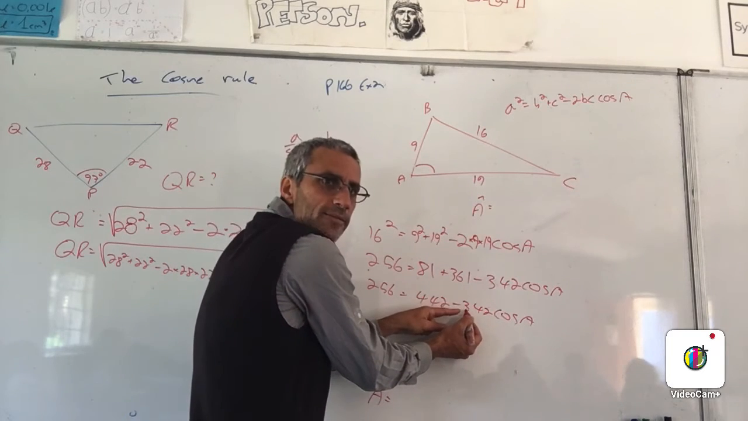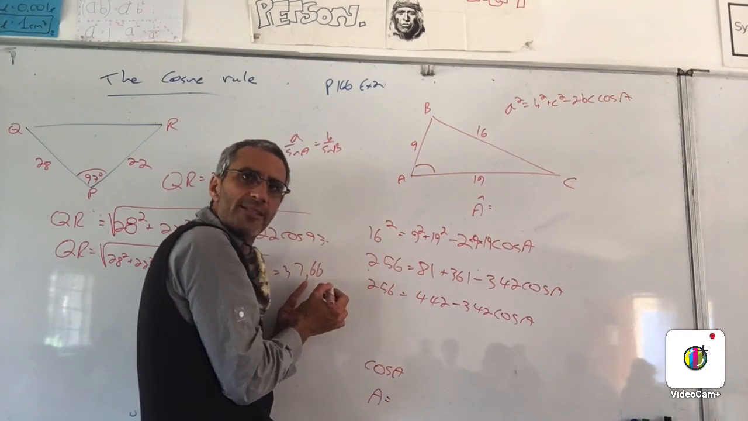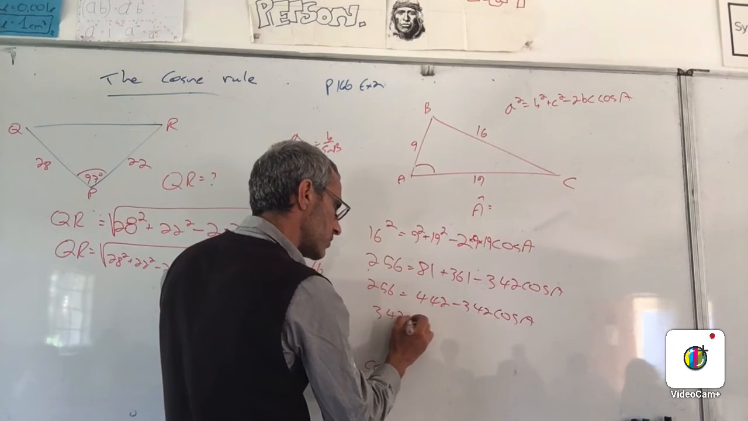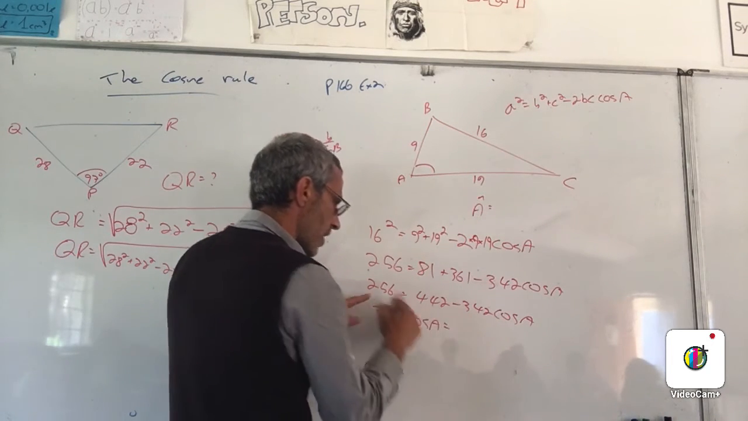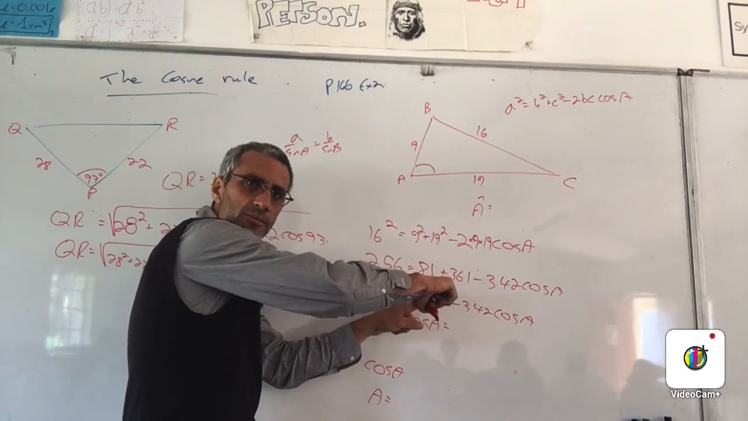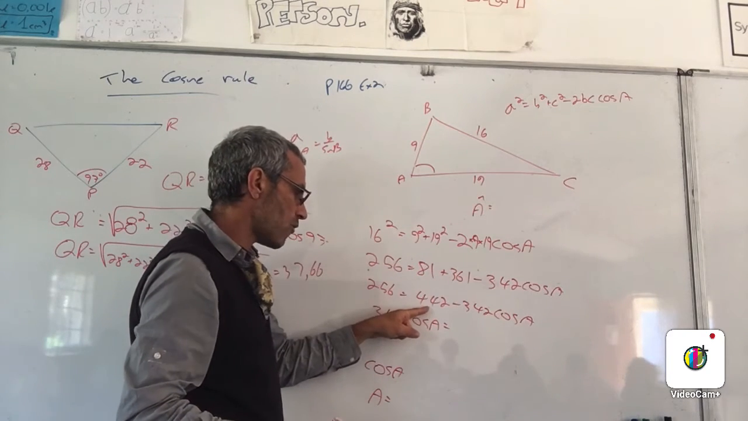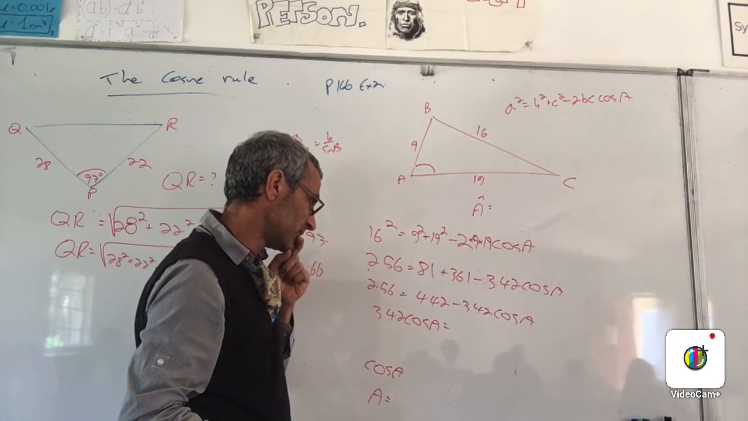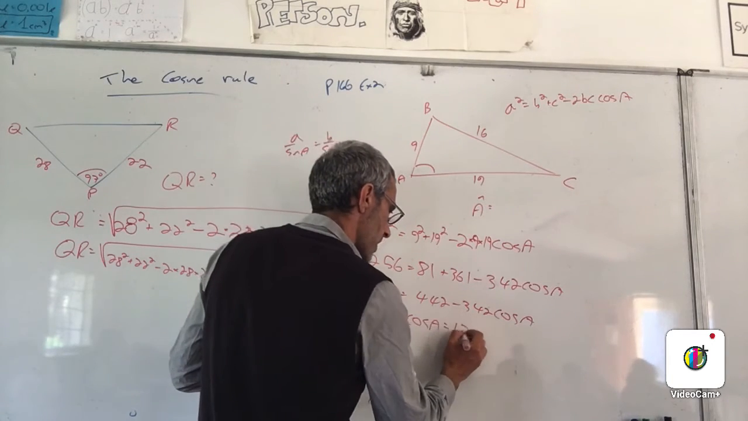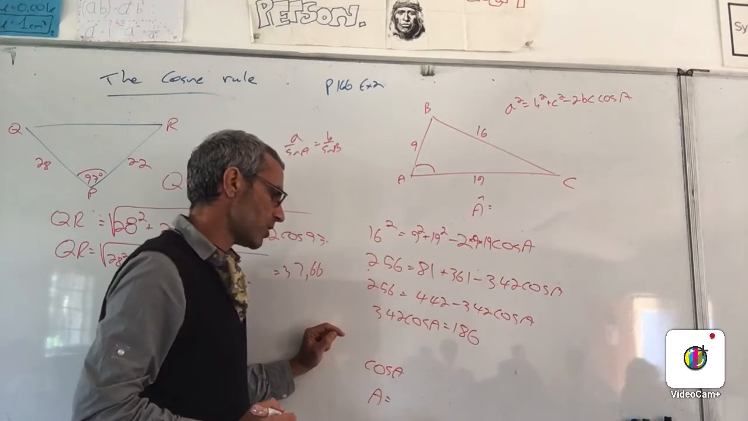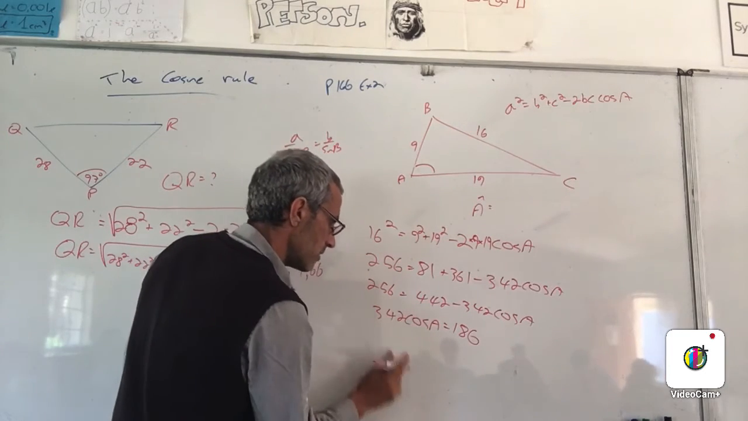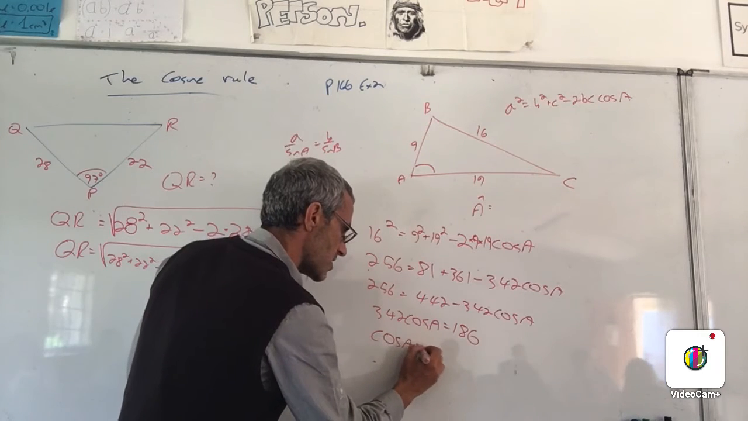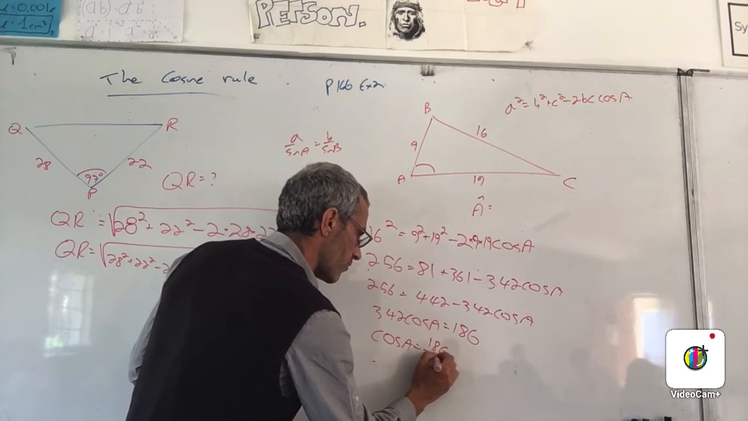Now it's negative, so let's put it on the other side. We write 342 cos A, and then we want to get rid of the rest. So what is 442 minus 256? 186. And then what is my next step? Divide by 342. So cos A equals 186 over 342.